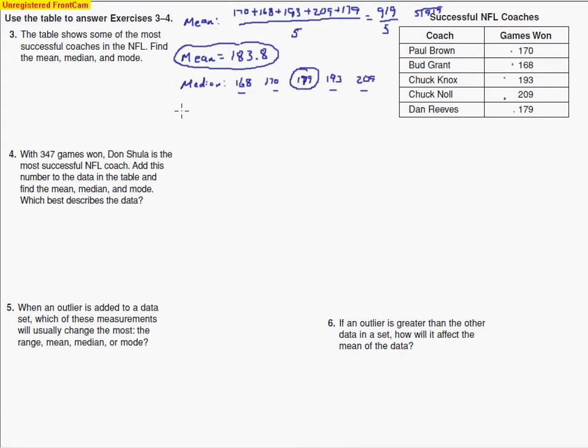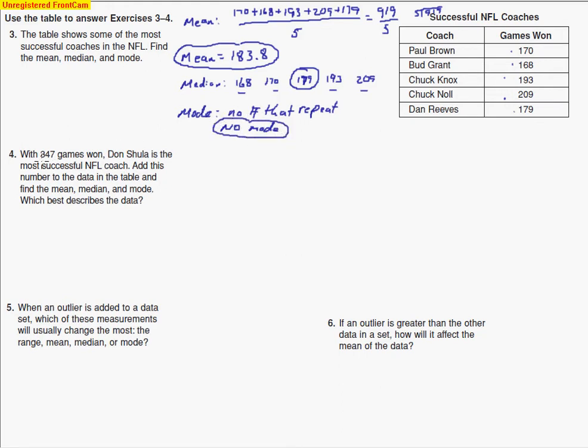Well, looking at the mode, we want the most frequent. So we need to find something that repeats, but there's no numbers that repeat. And so if we don't see any repeating numbers, that means that there is no mode. So those are the answers for number 3.